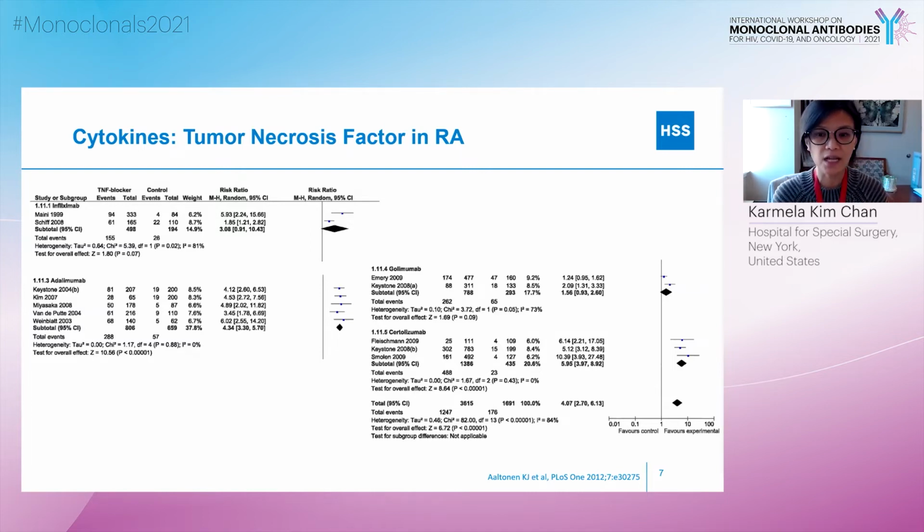In case anyone is not familiar with this plot, what we have here is a list of the different agents with different trials that looked at those agents. The diamond is a statistical summary of the effect of the drug across the studies. Having the diamond be completely to the right of the vertical line means the risk ratio is statistically significant and favors the intervention. So this paper demonstrates the superiority of anti-TNF agents in the management of rheumatoid arthritis.